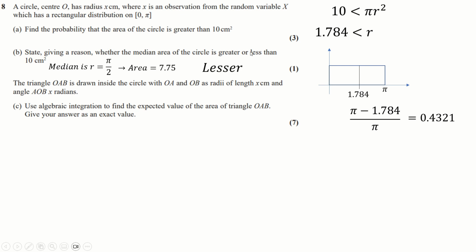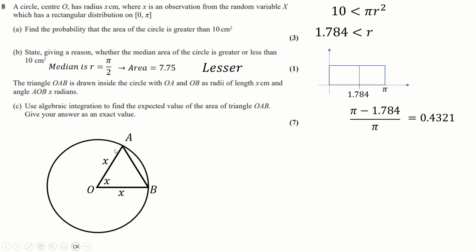and therefore the median is less than 10, but sure. Now we get some proper integration to do at the end here, which is nice. So we have a circle, OAB, with radius x, and the angle here is also x in radians. So that's kind of cool.